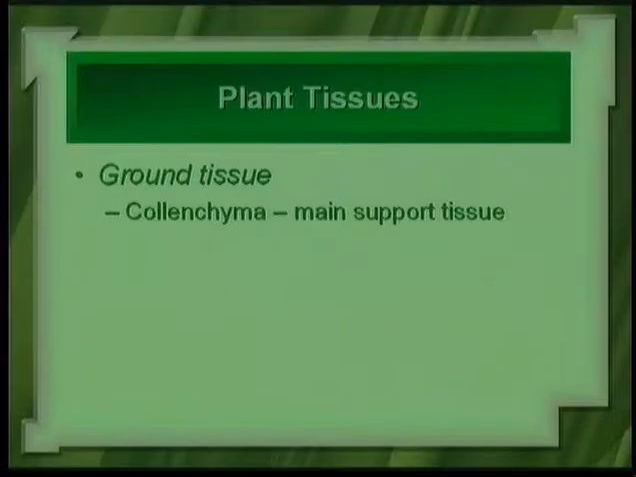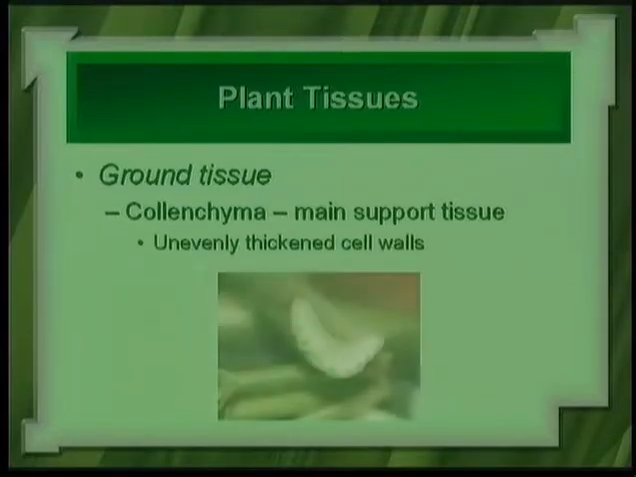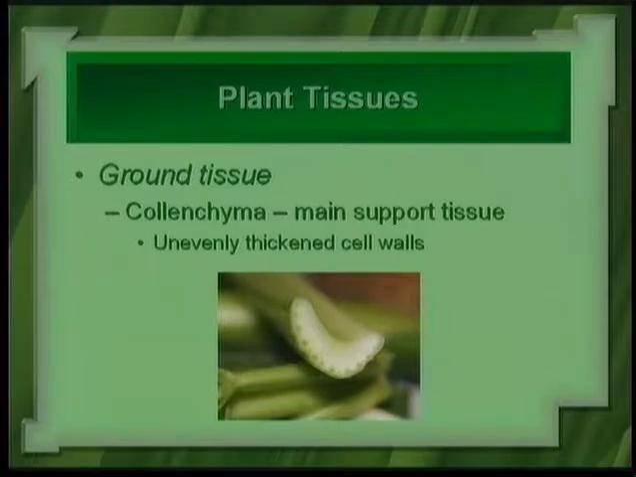Then we also have another kind of tissue known as collenchyma. Collenchyma is a main kind of support tissue. So collenchyma is there to help support the plant, help it stay upright. And these generally have cell walls that are unevenly thickened. They're usually not uniform in terms of thickness.